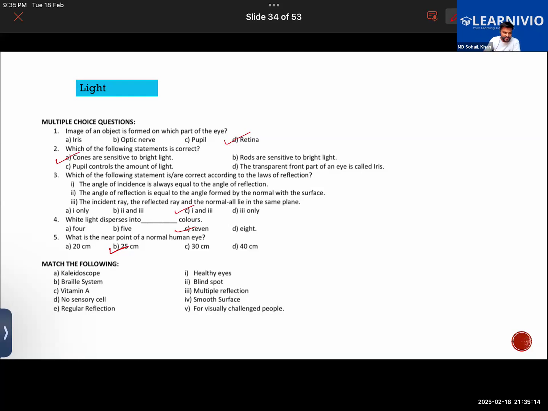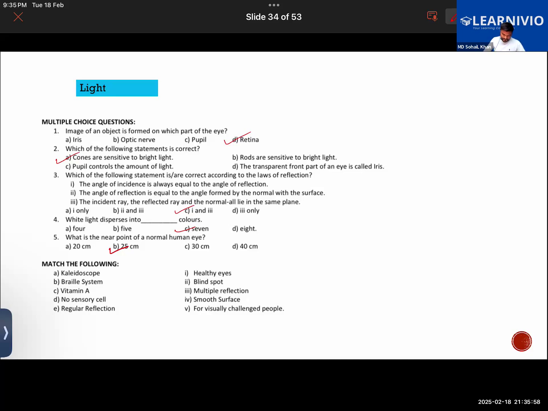Okay, you match the following. Three. First, A. Braille system for visually challenged people. Good. Vitamin A for healthy eyes. Regular reflection for smooth surfaces. Yes. No sensory cell for blind spot. Good.